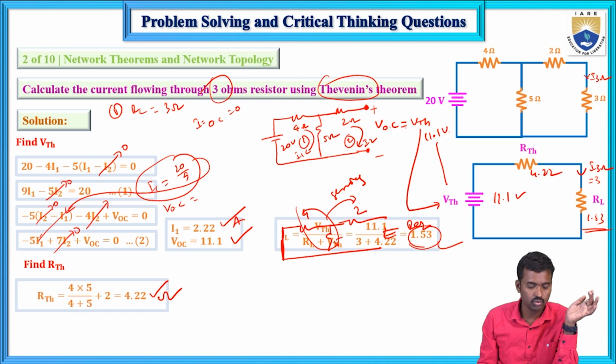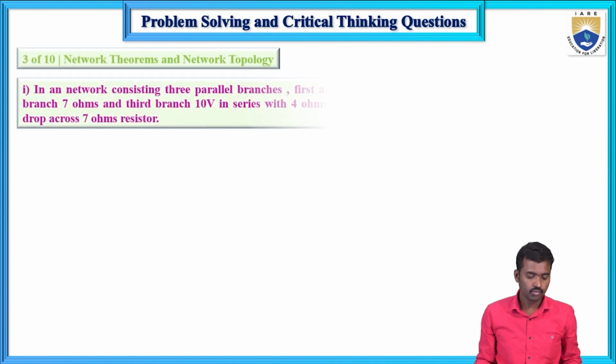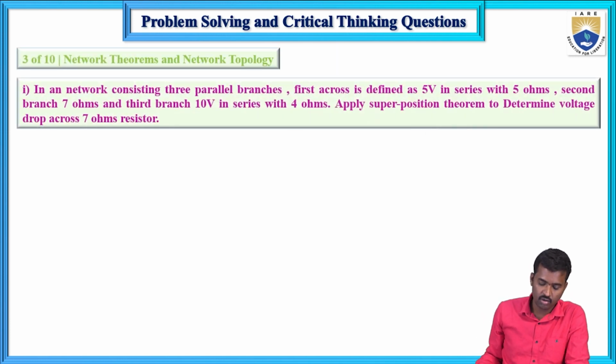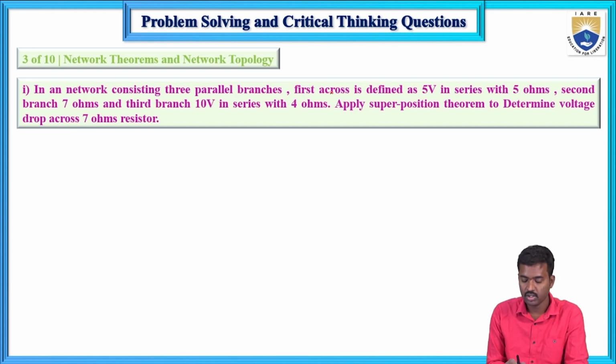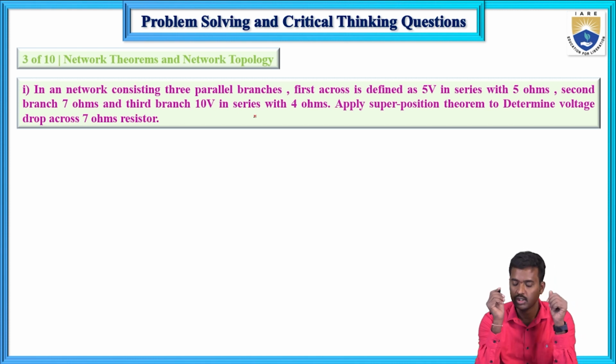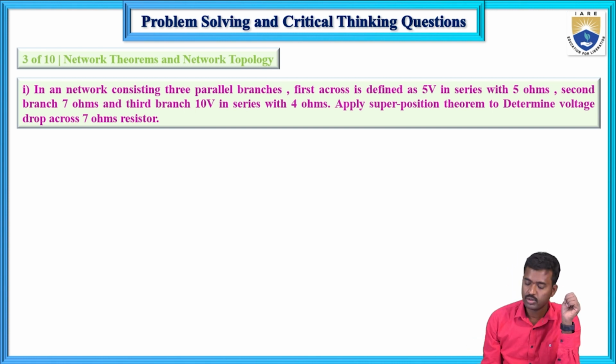Now the second question is over. Third question: a network consists of 3 parallel branches. The first branch is defined as 5 volts in series with 5 ohms, the second branch is 7 ohms, and the third branch is 10 volts in series with 4 ohms. Apply the superposition theorem to determine the voltage drop across the 7 ohm resistor.